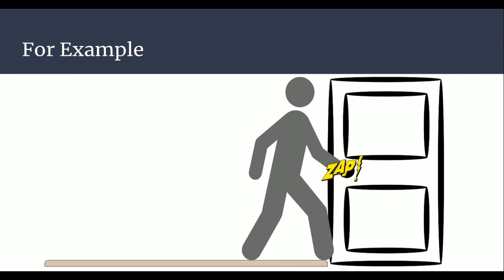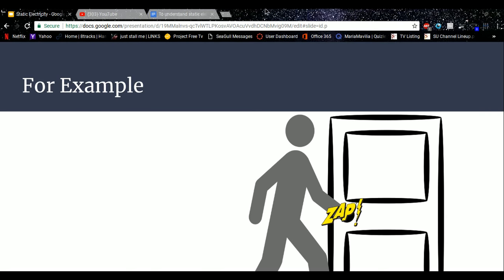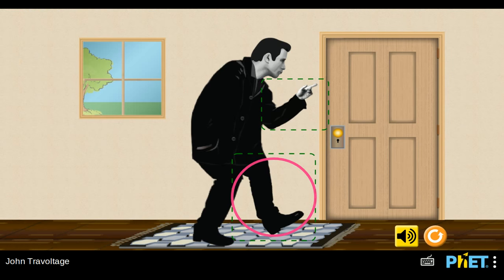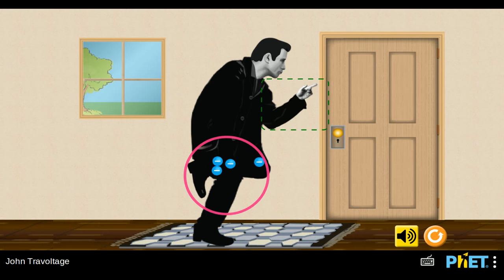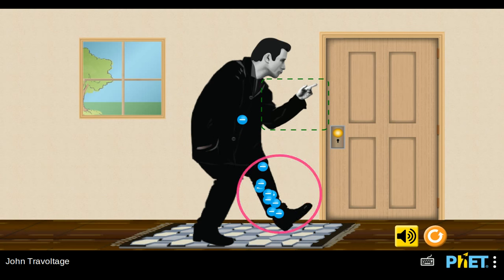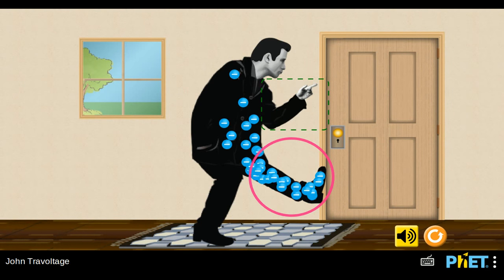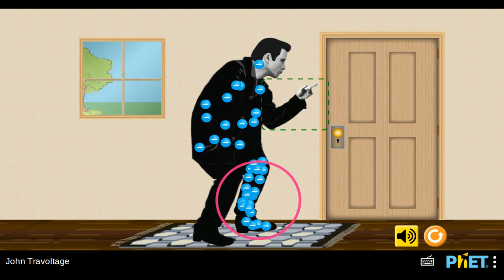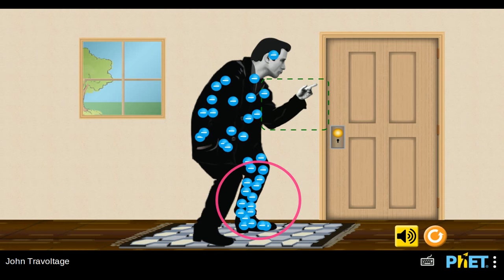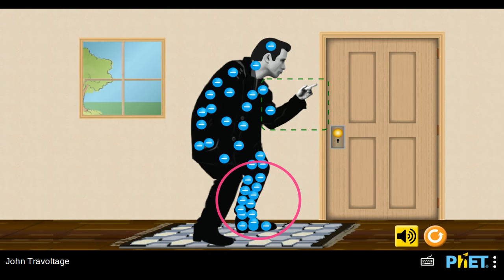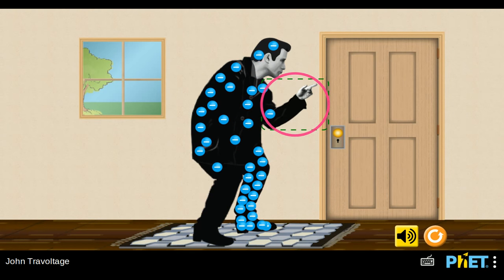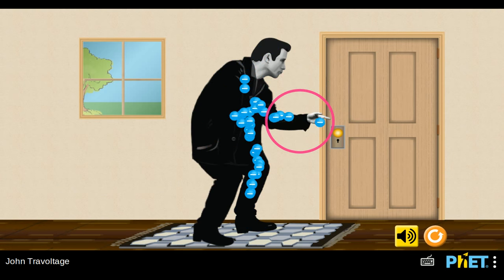Now let's try this out with a simulation. In John Travoltage, we can use the motions of John Travolta's body to see how negatively charged electrons move. When he moves his feet across the carpet, back and forth, creating a rubbing or friction, we can see how the motion causes an exchange of electrons. Now there is a charge imbalance. Then, when he touches the doorknob, zap!